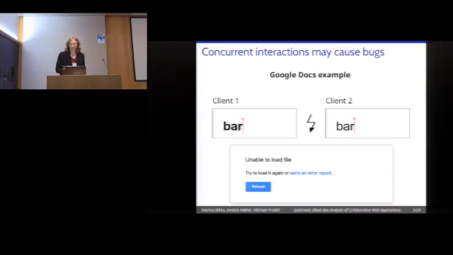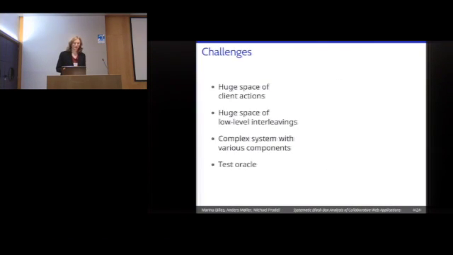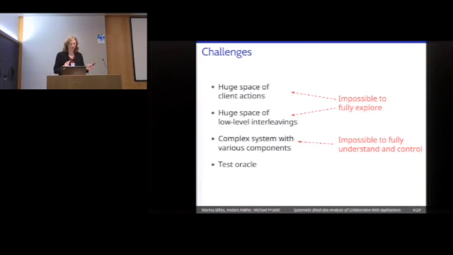So we want to develop an analysis that finds these kinds of bugs, and the challenges for developing our analysis are first the huge space of client actions that can possibly be performed. We have the state space of the low-level interleavings between those client actions based on the client-to-server communication protocol. And there's the complex system that may, based on the clients and whatever is implemented on the server side, have various components that need to be looked at. And there's the challenge of defining a usable test oracle to find concurrency bugs.